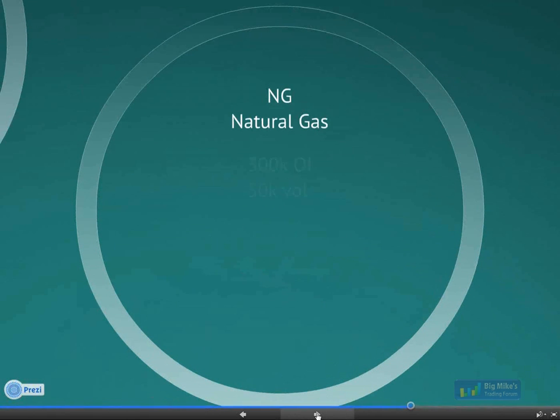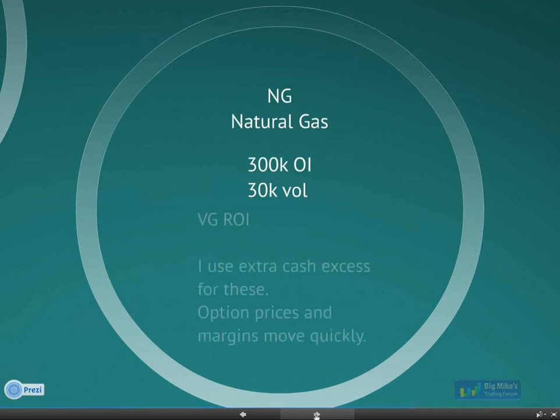Natural gas, 300,000 open interest, 30,000 trades a day. Very good open interest return on investment on that one. But on those, you need to use extra cash excess because option prices and margins move quickly. And I wrote this over a week ago before all the craziness has happened the last few days in natural gas. But it just seems like the margin moves a lot faster in natural gas, and also the premiums move a lot faster in natural gas than they do in other commodities. So you need to be careful there when you do trade those, but you can get a good rate of return when things are going well there.